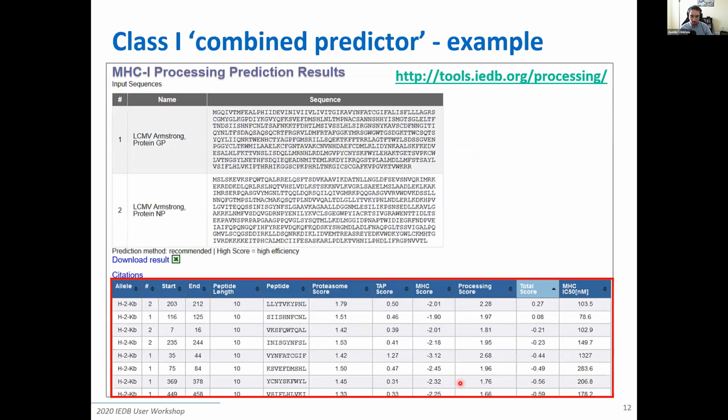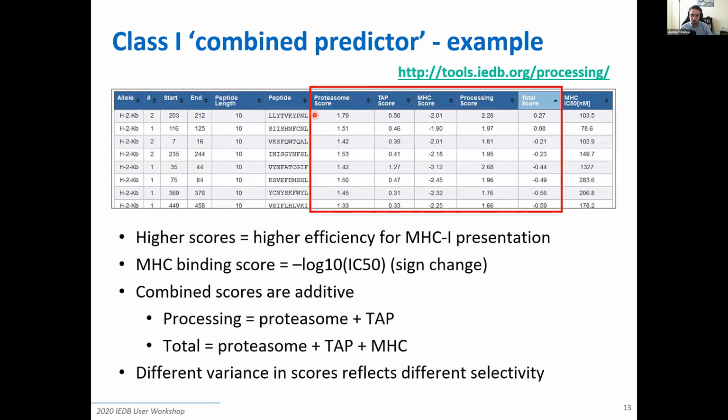So with this output table, you have various scores. You have your proteasome, TAP, MHC, processing, and total score. So the higher the score, the higher efficiency for MHC class I presentation. MHC binding score is the negative log of the IC50. And then for the processing and the total score, these are combined scores. They're additive. So the processing would be the proteasome and the TAP, and then total score would be proteasome, TAP, and MHC.